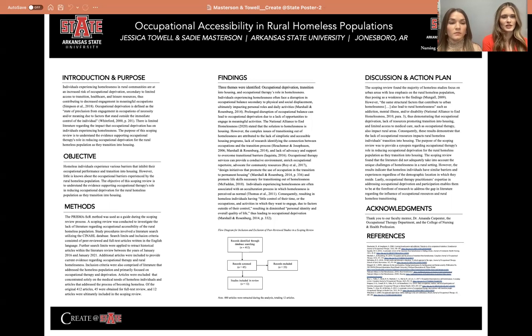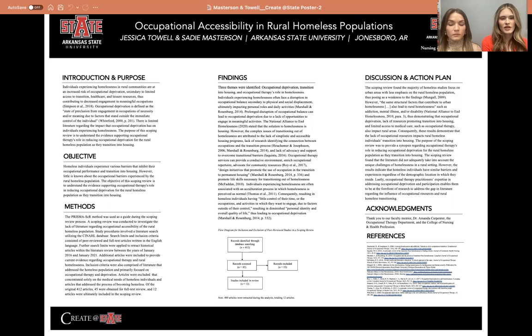Homeless individuals experience various barriers that inhibit their occupational performance and transition into housing. However, little is known about the occupational barriers experienced by the rural homeless population. The objective of this scoping review is to understand the evidence supporting occupational therapy's role in reducing occupational deprivation for the rural homeless population as they transition into housing.